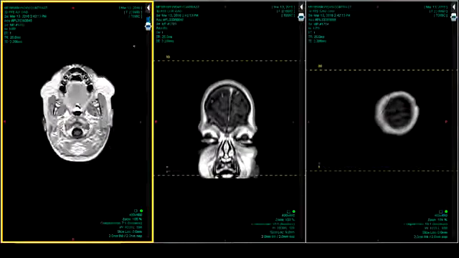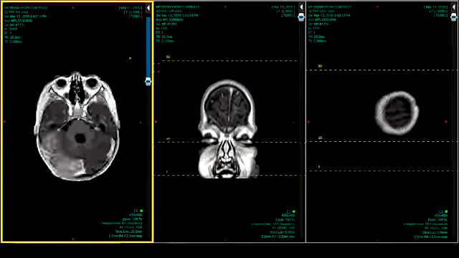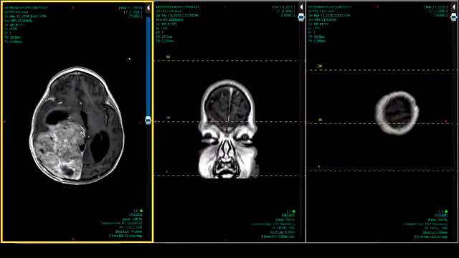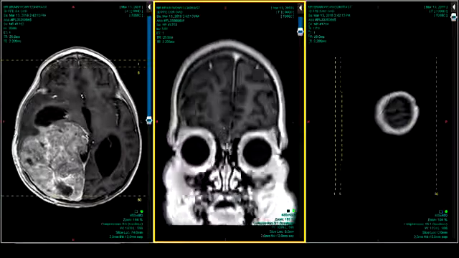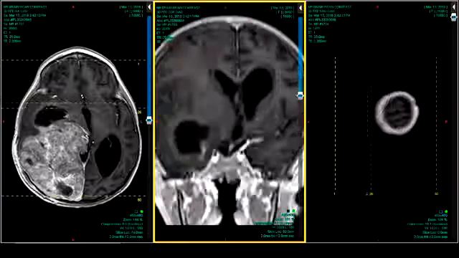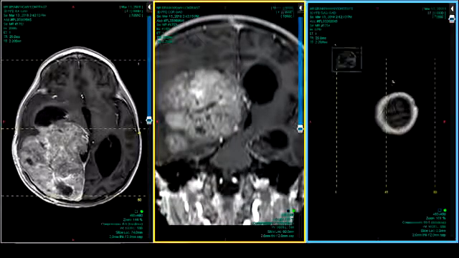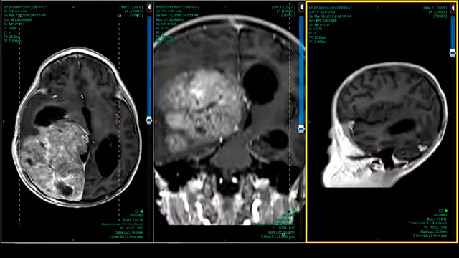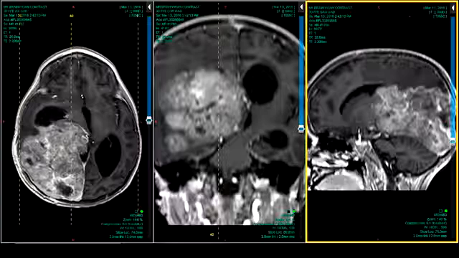All right, we've got a 4-year-old with a large right hemispheric mass, and the patient has had a partial resection. So I'll show the MR first, and then the CT. Got all three projections. It's an ominous-looking lesion.